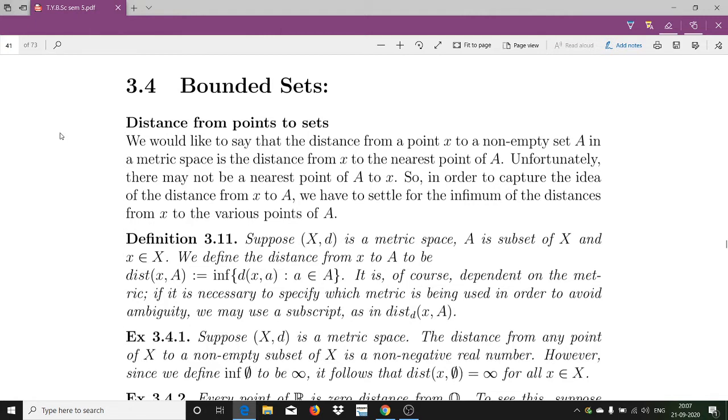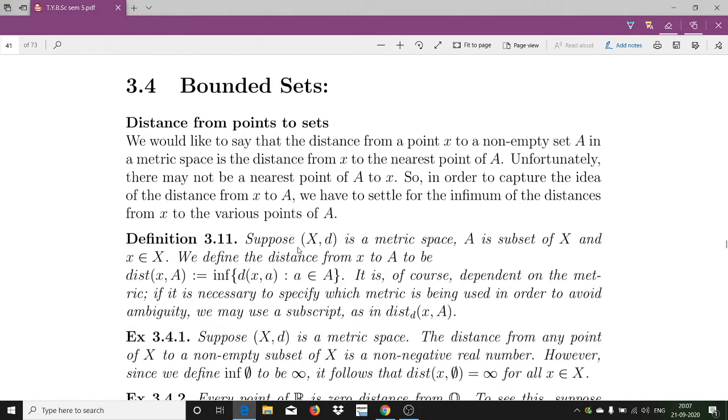But unfortunately, in reality, there may not be a nearest point of A to X. So in order to capture this idea of the distance from X to A, we will settle for the infimum of the distances from X to the various points of A. Let's formally define distance from a point to a set.